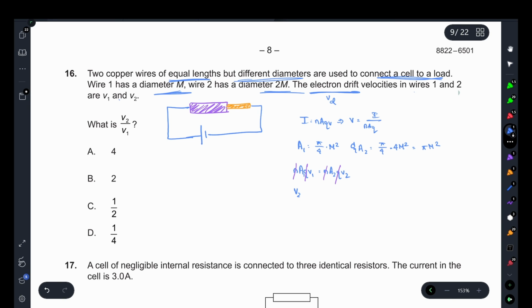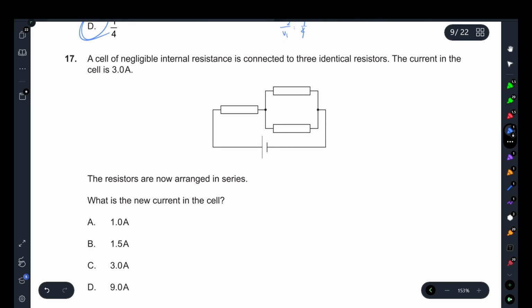This means that V2 by V1 is equal to A1 by A2. So if we write this out, you get pi by 4 m squared by pi m squared. Cancelling, V2 by V1 is equal to 1 by 4. Option D is the correct answer.